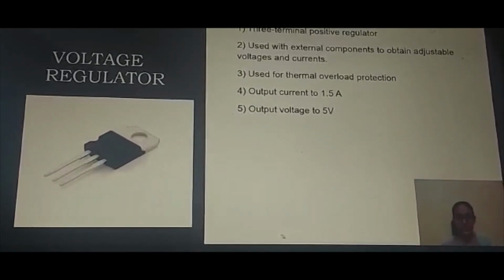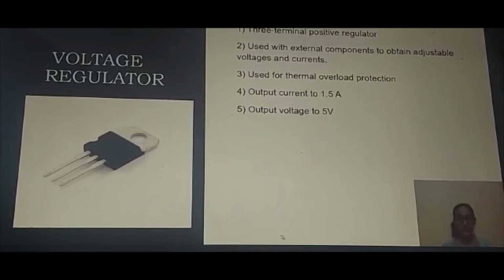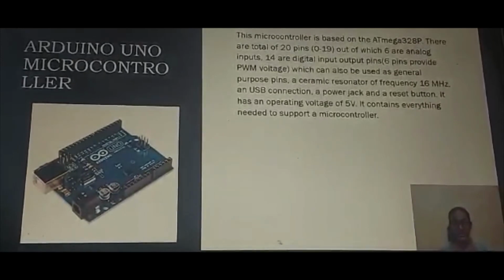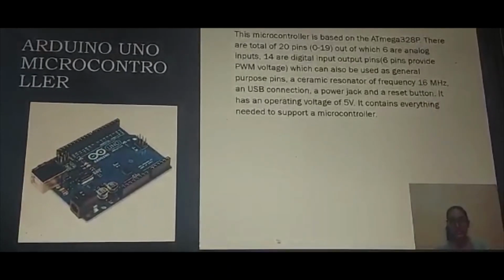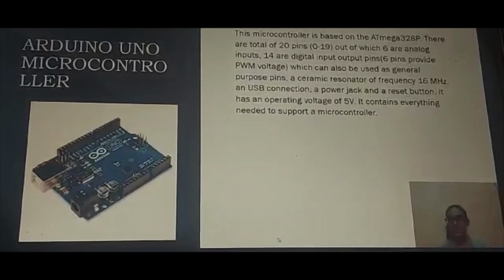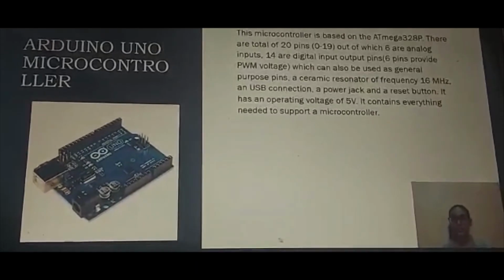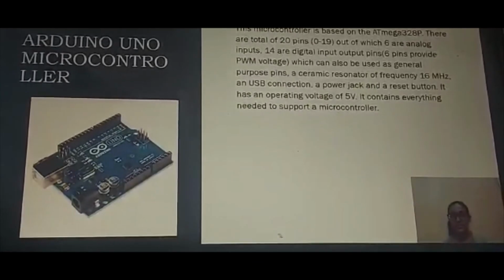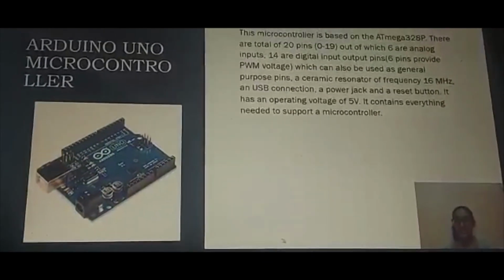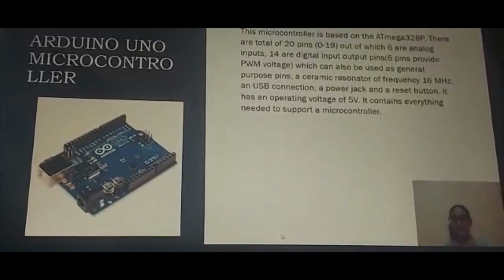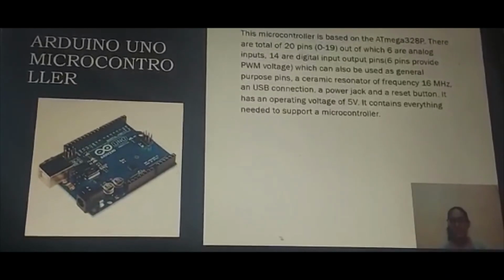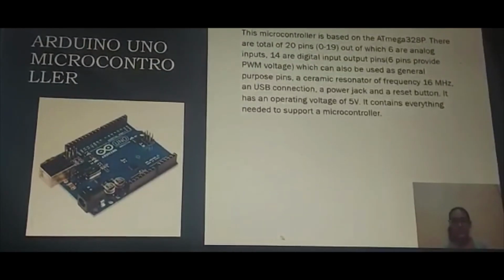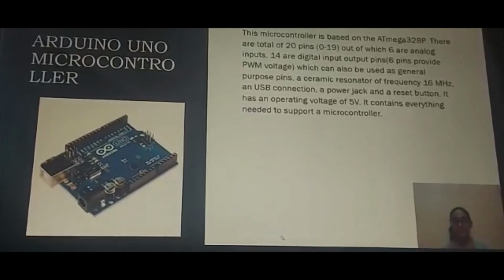Lastly, we have the main component Arduino Uno. This microcontroller is based on ATmega328P, having 28 pins, out of which 6 are analog inputs, 14 are digital input-output pins, which can also be used as general-purpose pins. A ceramic resonator of frequency 16 MHz and USB connection, a power jack and reset button. It has an operating voltage of 5 volt. It contains everything needed to support a microcontroller.